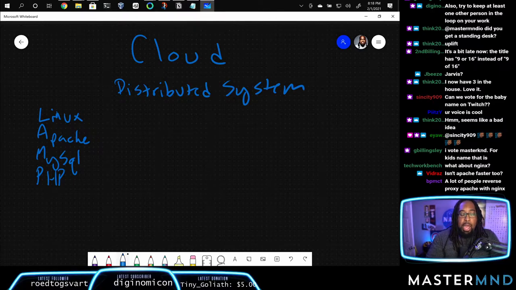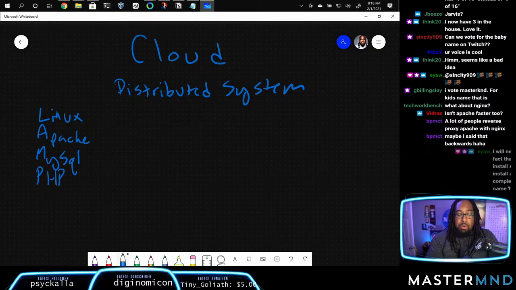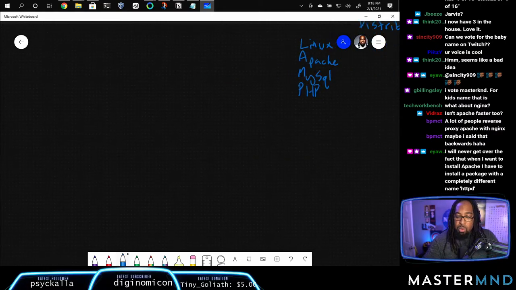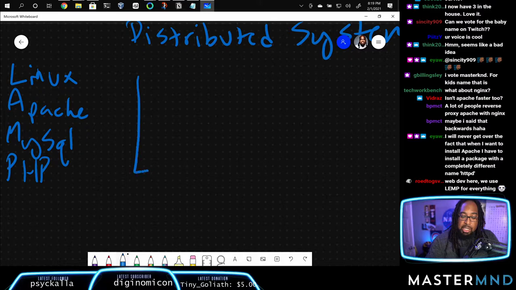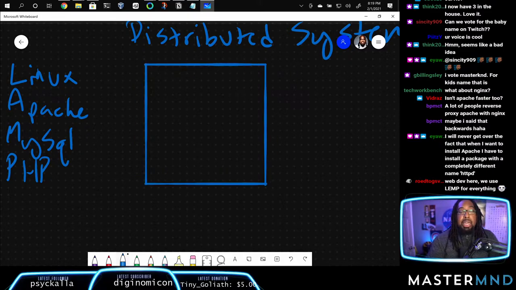So the way that this is set up, a distributed system for this might look like this. And this is not a great application to show this, but it's one of the simplest ones to show it for. So normally you'd have a big server like this, and the whole LAMP stack would get installed right here. So you'd install Linux on it. You install Apache, MySQL, and PHP, and everything would be served from here.